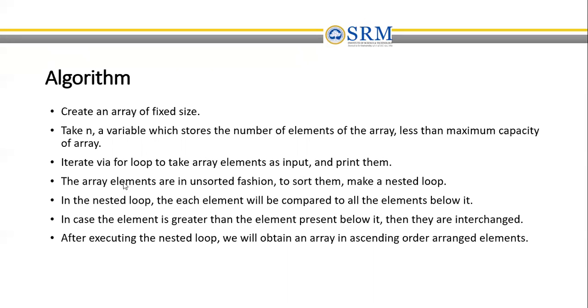Normally it will be in an unsorted fashion. With a nested loop, each element starts comparing with the other elements in the group. In case the element is greater, you interchange it. That is, first and second are compared. If the first is lesser, it stays in the same place. In case the second one is lesser, the second one will take the place of your first element.